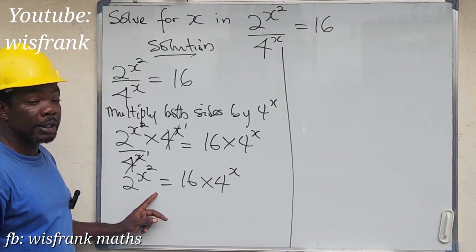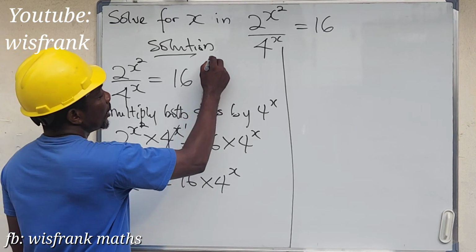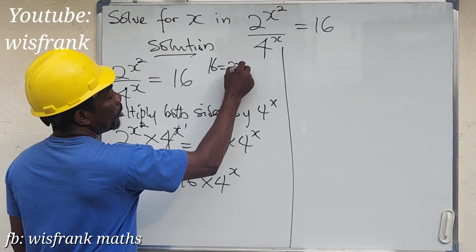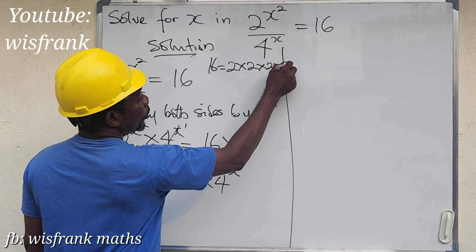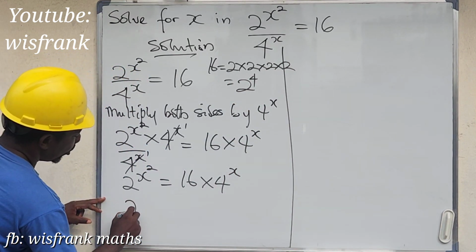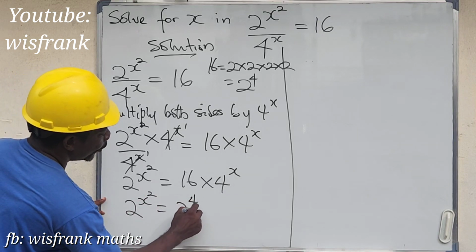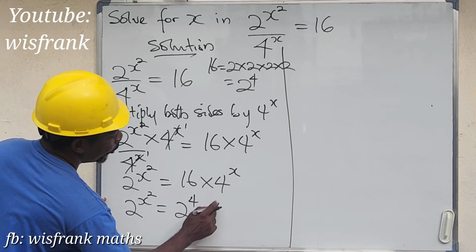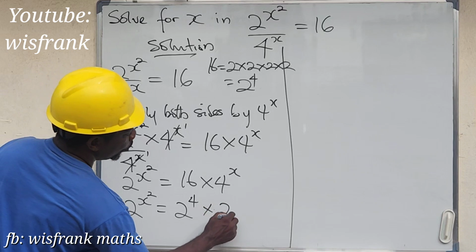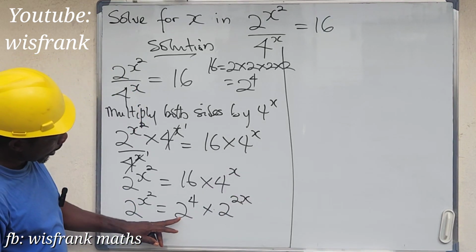So in this case, we can change all these to base 2. So we have 16. 16 here is the same thing as 2 times 2 times 2 times 2, which is equal to 2 raised to the power of 4. So here, this will become 2 raised to the power of x squared equals 2 raised to the power of 4 times 4. 4 is the same thing as 2 raised to the power of 2. Then we have x. So here we have this.